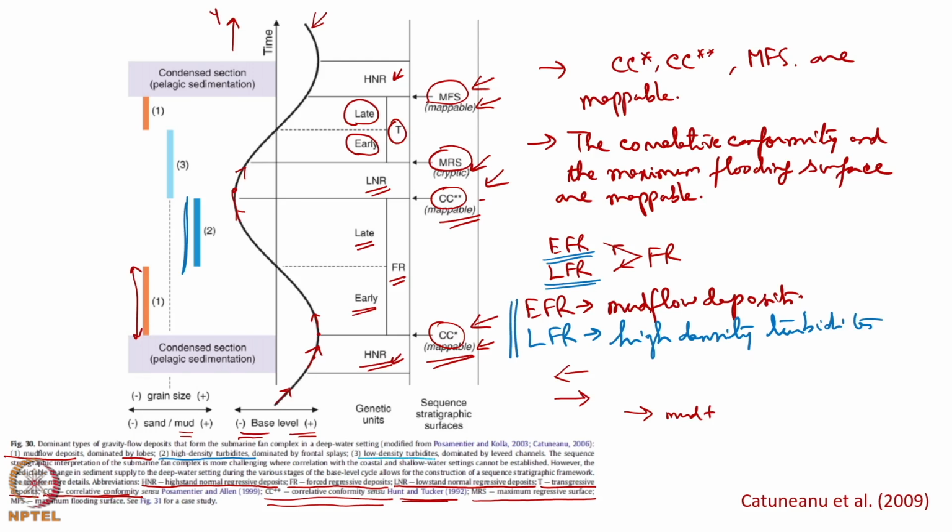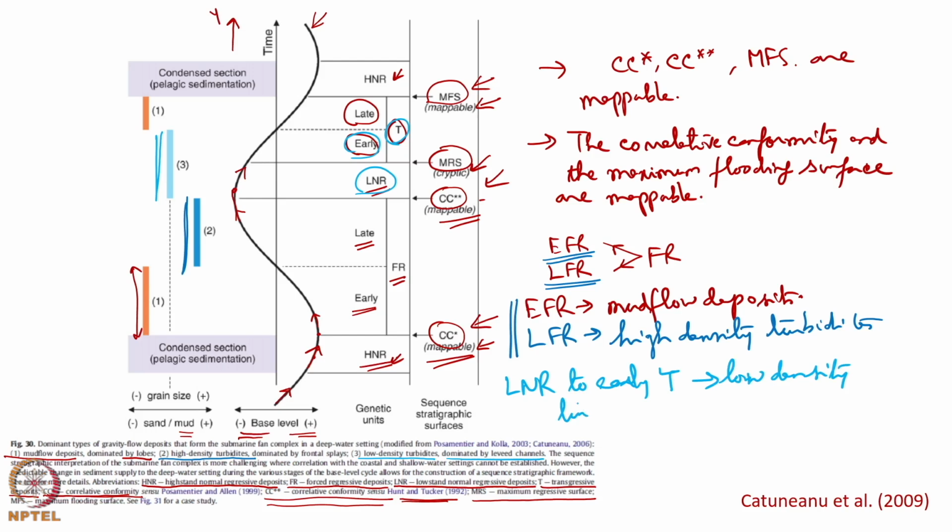The low density turbidites dominated by channels can be found here, marked by 3, and it occurs from LNR up to the early T. LNR to early T is characterized by low density turbidites. Condensation can be found in these two places, that means HNR is characterized by condensation.